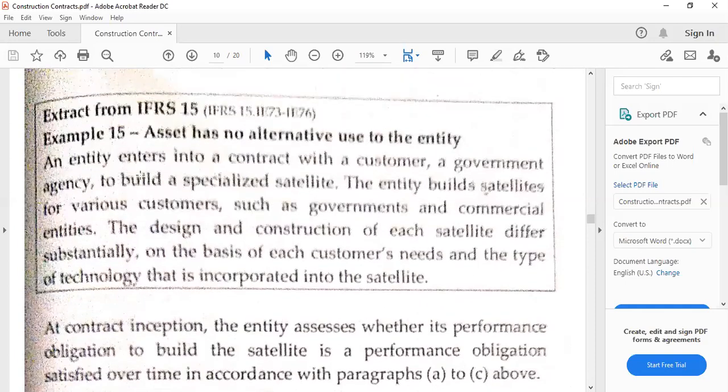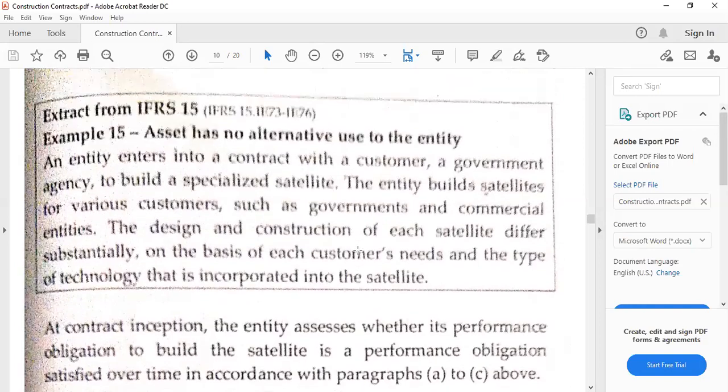Now, based on this case, the entity enters into a contract with a customer, a government agency, to build a specialized satellite. The entity builds satellites for various customers such as governments and commercial entities. The design and construction of each satellite differs substantially on the basis of each customer's needs and the type of technology that is incorporated into the satellite.